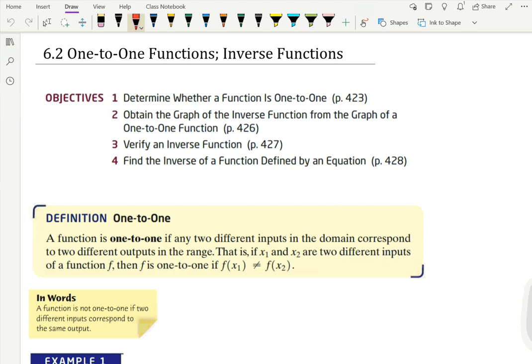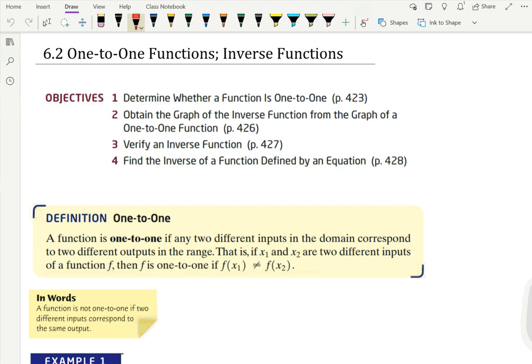We are in Chapter 6, Section 2 today. We are taking a look at one-to-one functions and inverse functions. So we want to determine whether a function is one-to-one, so we'll first have to define that. Then we'll obtain the graph of the inverse function from the graph of a one-to-one function. We'll verify inverse functions, and we'll also find the inverse function of a function that's defined by an equation. Okay, so those are the things that we're going to try to do. Let's go ahead and get right into it.